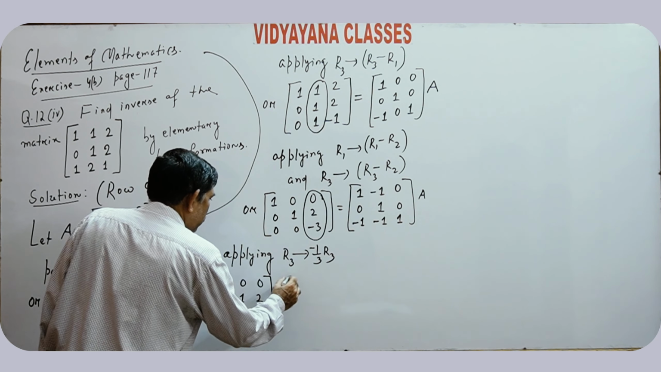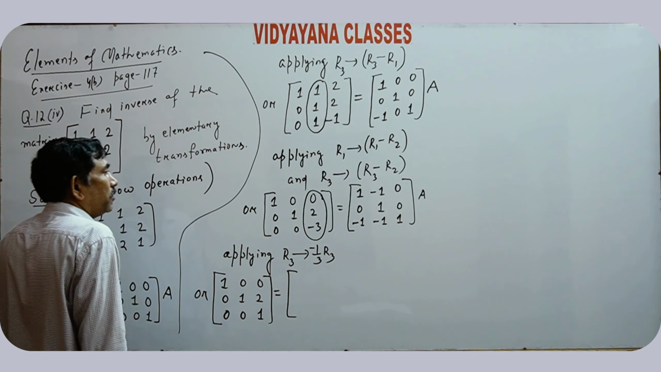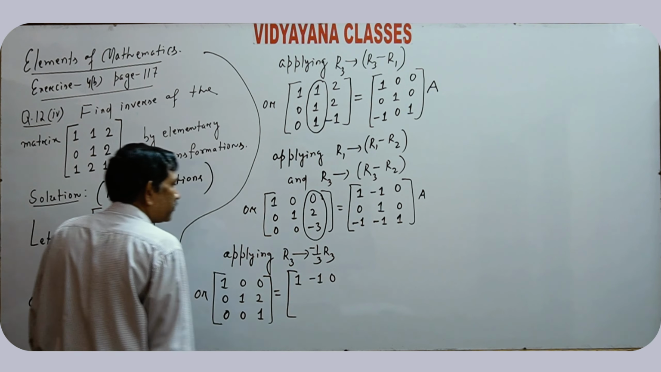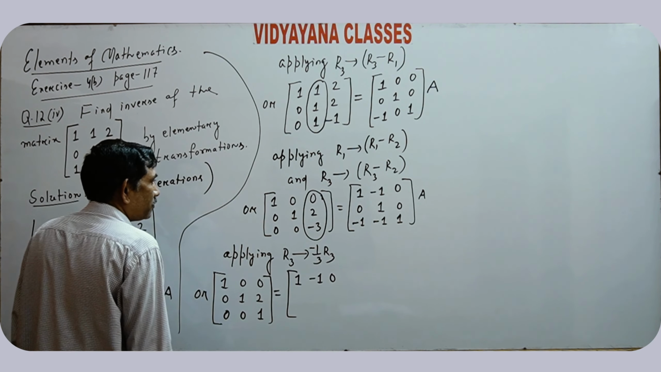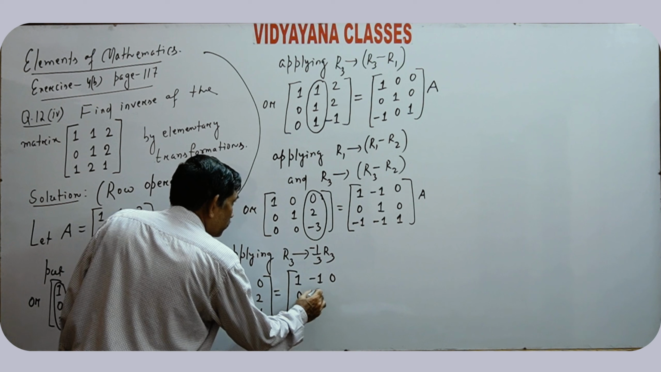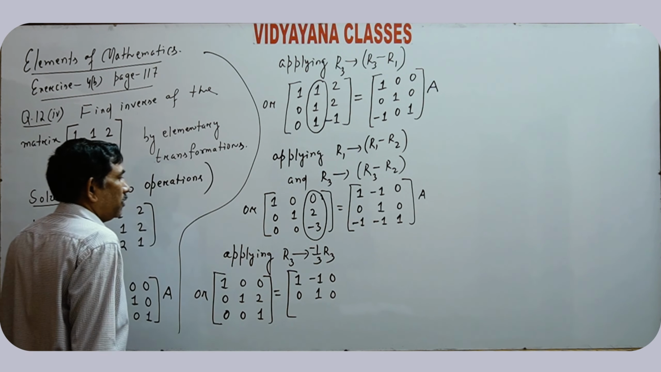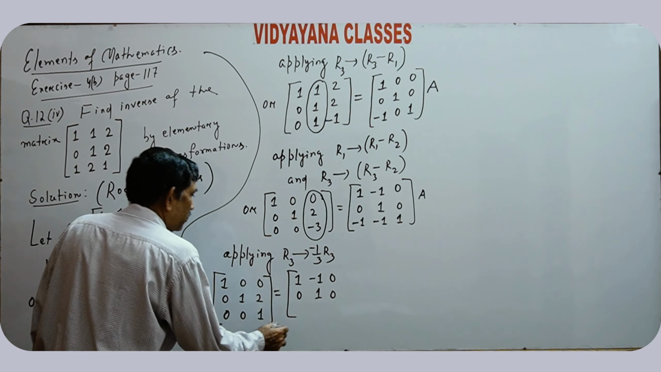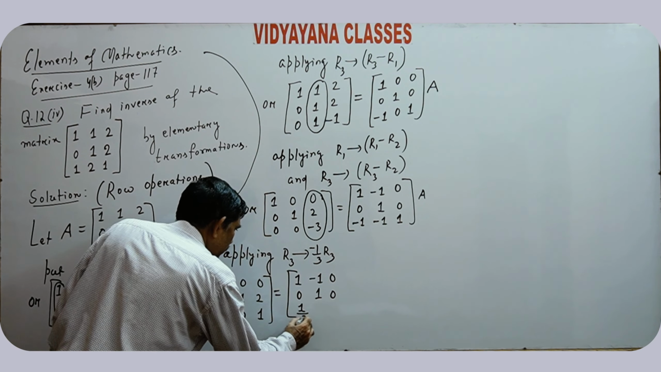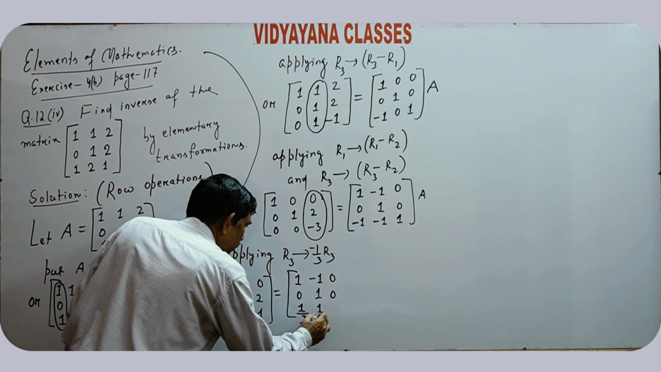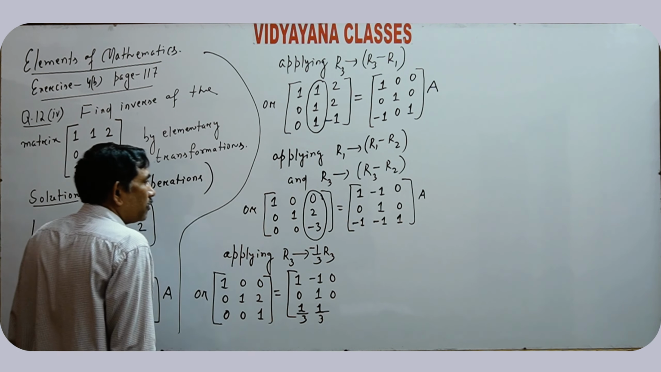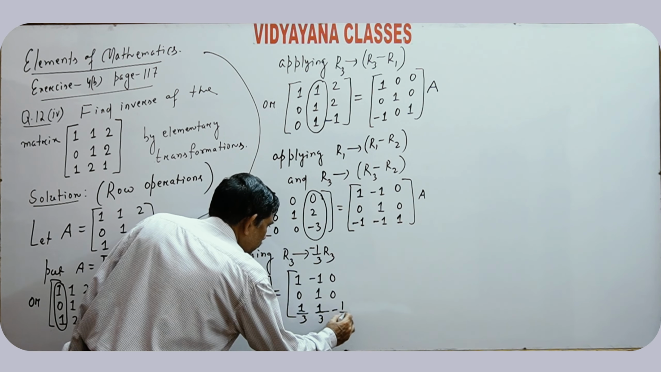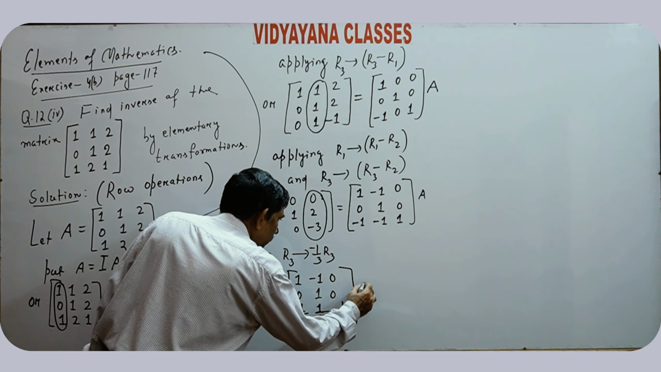Which is the same as no change of row 1. Under this operation, no change of row 2. Row 3 is replaced by minus 1 by 3 row 3, that is 1 by 3, 1 by 3 and minus 1 by 3, into A.